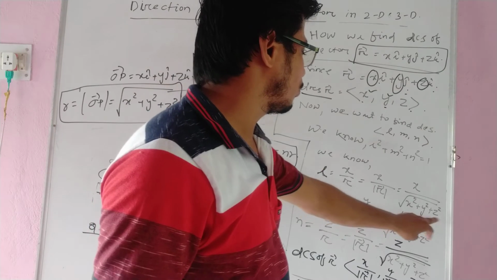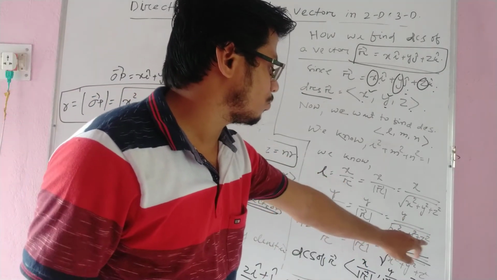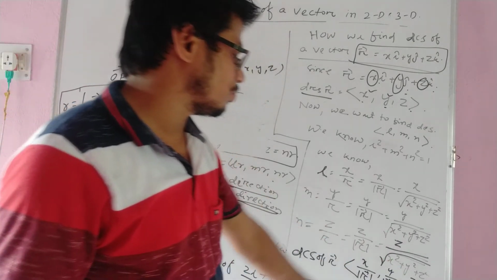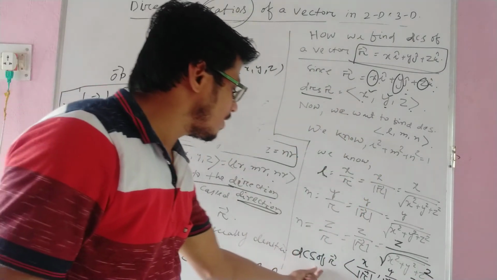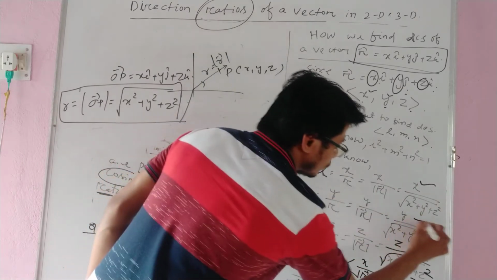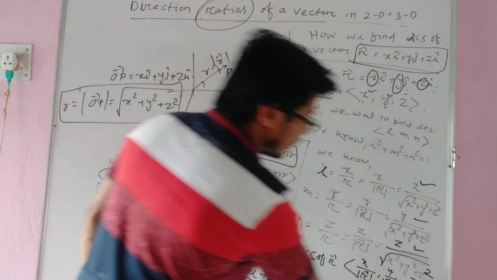So l is x by r, that is x by the square root of x square plus y square plus z square. m is equal to y by r, y by the square root of x square plus y square plus z square. n is equal to z by r, z by the square root of x square plus y square plus z square. So DCS of r vector equals l, m, n: x by r, y by r, z by r.